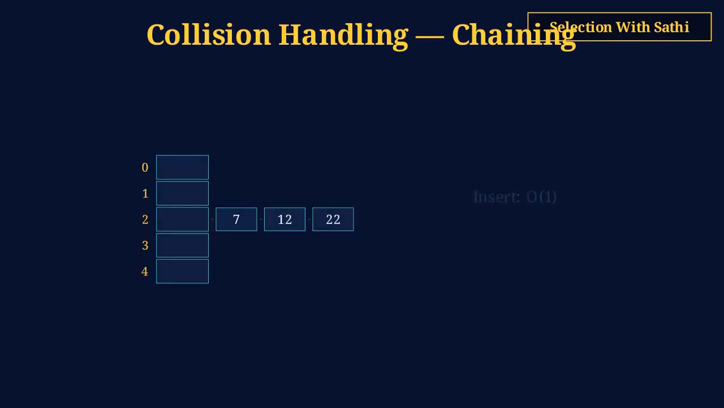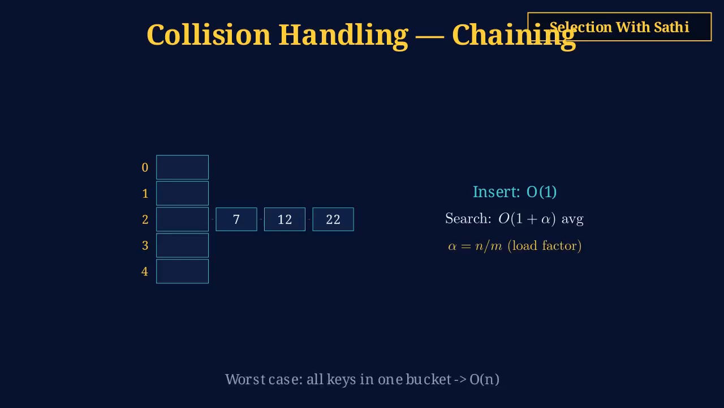What happens when two keys hash to the same index? That is a collision. Chaining is the simplest collision resolution technique. Each slot in the table stores a linked list of all elements that hash to that index. Insertion is O(1) since we just prepend to the list. Search takes O(1 + alpha) on average, where alpha is the load factor n over m. In the worst case, all keys collide and search becomes O(n).